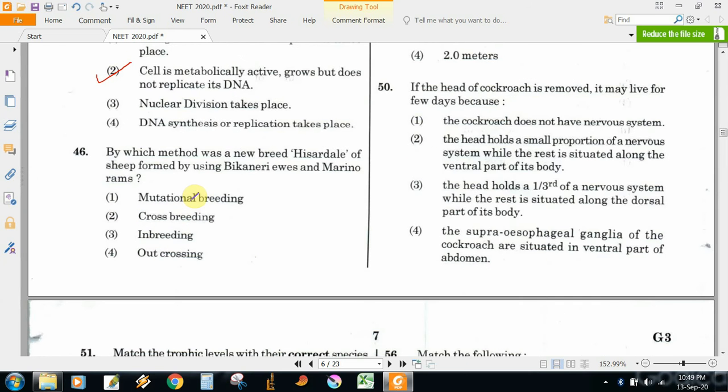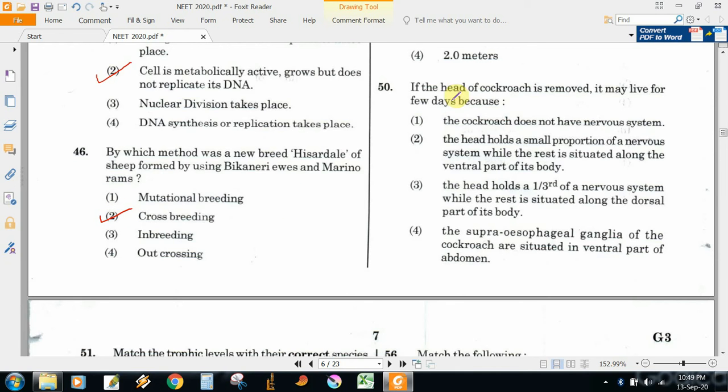Now moving on, by which method was the new breed Hisardale of sheep formed using Bikaneri ewes and Merino rams? So the first option is mutational breeding, second is cross breeding. Yes, through cross breeding we got Hisardale.